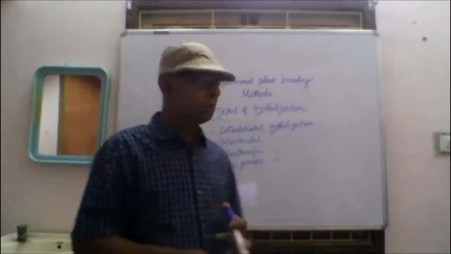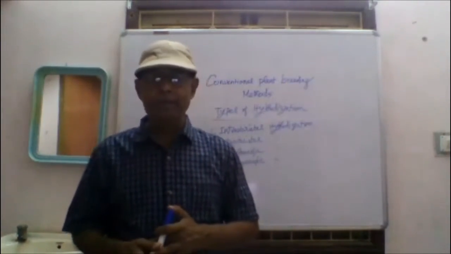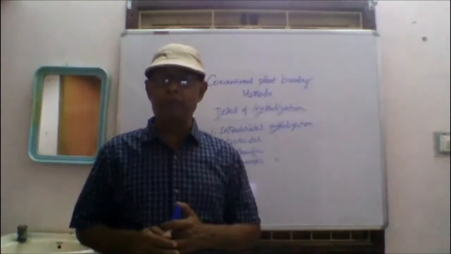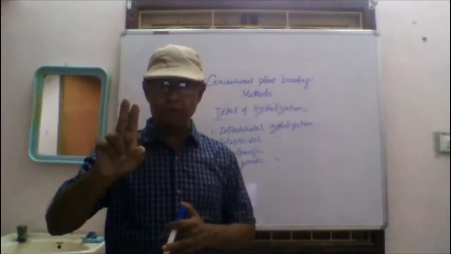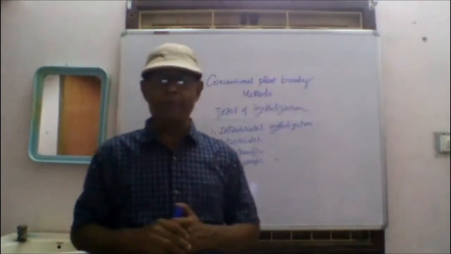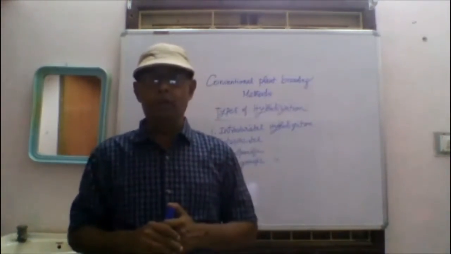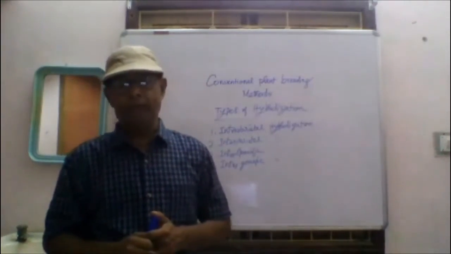First one is intravarietal hybridization. Here it is a crossing between the plants of the same variety. When two plants of the same variety are crossed together, that is called intravarietal hybridization. This is very useful in self-pollinated crops.